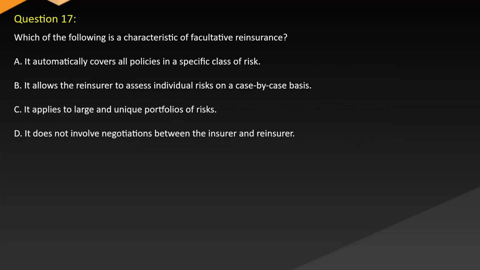Question 17. Which of the following is a characteristic of facultative reinsurance? A. It automatically covers all policies in a specific class of risk. B. It allows the reinsurer to assess individual risks on a case-by-case basis. C. It applies to large and unique portfolios of risks. D. It does not involve negotiations between the insurer and reinsurer.